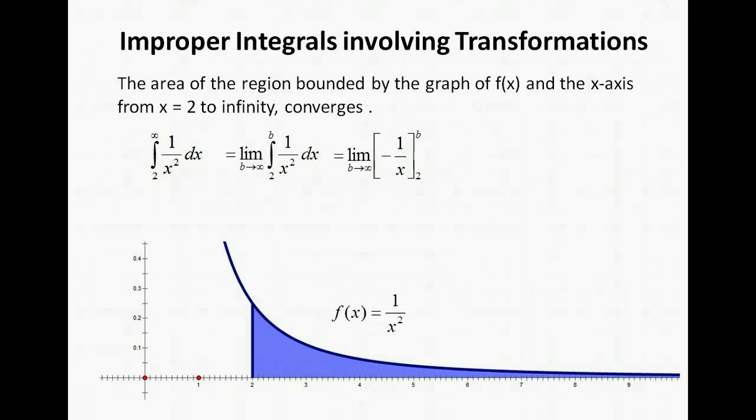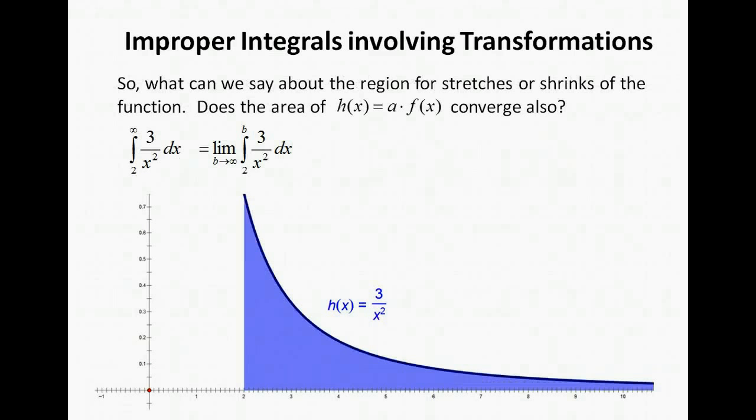Plugging in 2 and b after we integrate normally, we end up with 1/2. Well, we got 1/2 because we know that the limit as b goes to infinity of negative 1 over b is just 0. So we're only left with 1/2. So we would say that the area under the curve of 1 over x squared from 2 to infinity converges to 1/2.